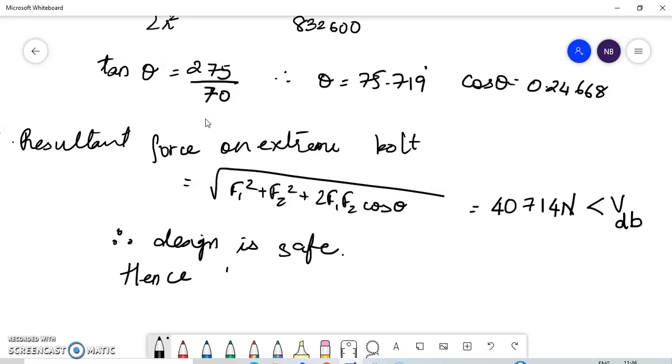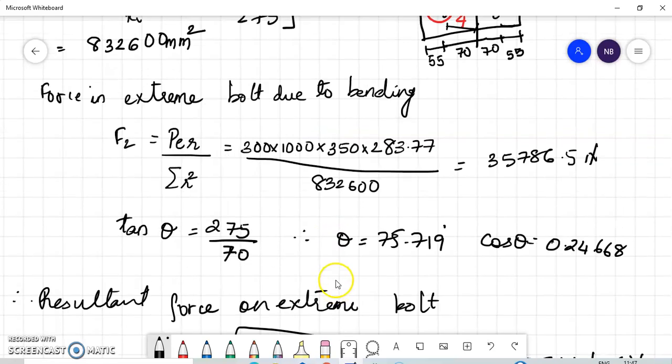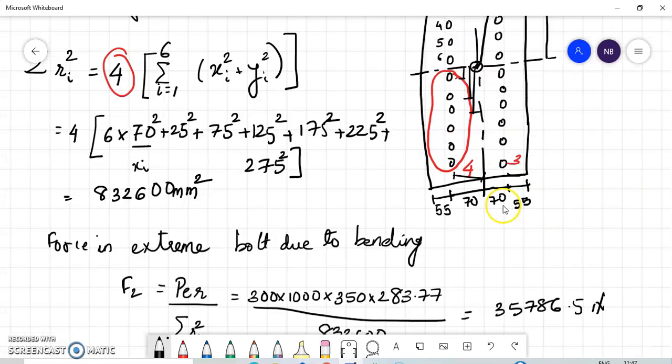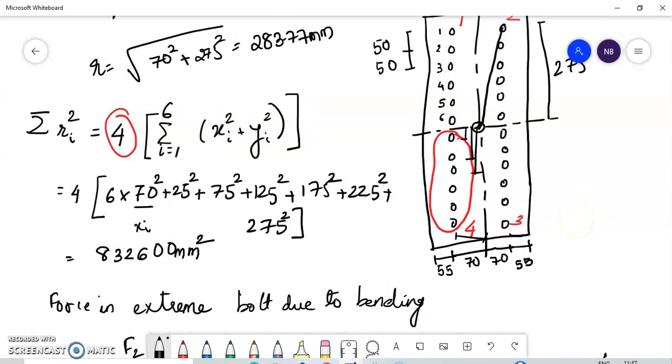Hence, provide 24 M20 bolts as shown in the diagram. Okay, so in the end you'll need to show this diagram with all the details like the pitch, the edge distance, etc.